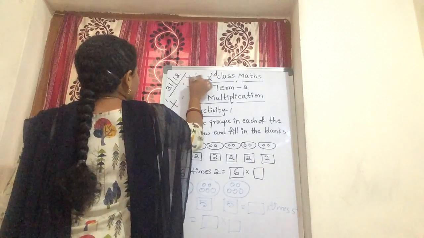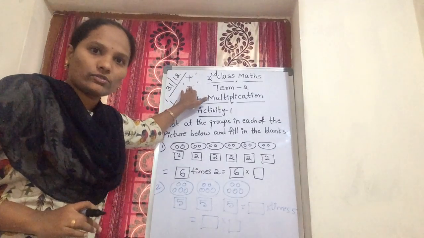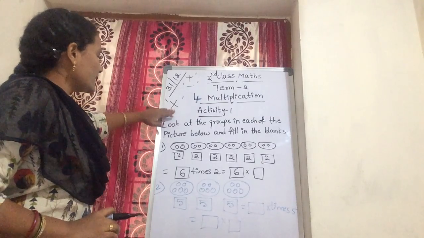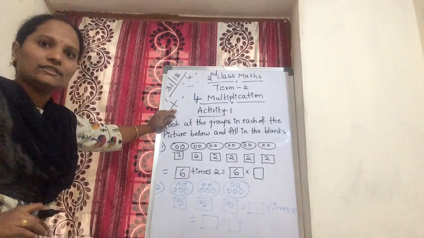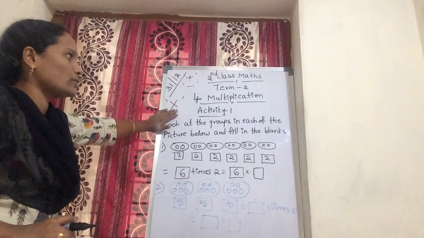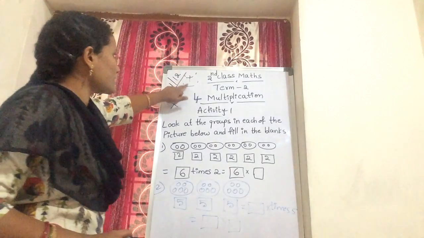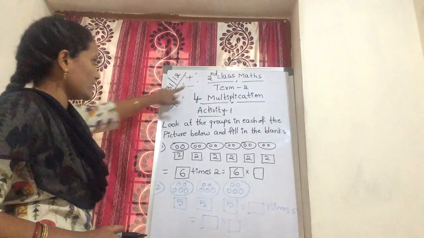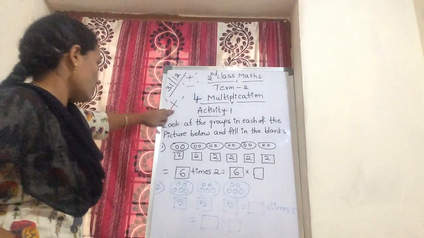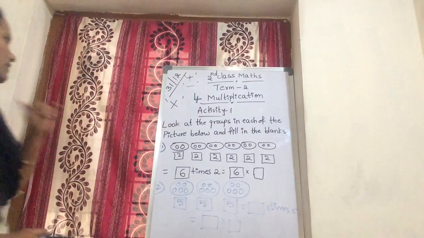Now next, what is this symbol? This is a minus. This is used for subtraction. Now next, what is this? This is called into. This is used for multiplication. Plus, minus, into. This is used for addition, subtraction and multiplication. So, into means times.